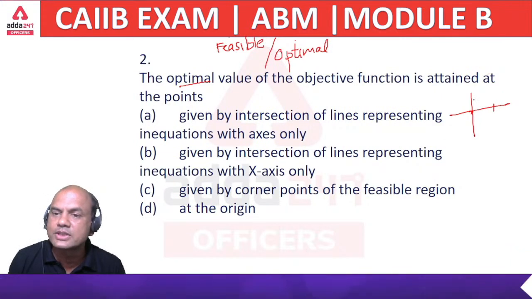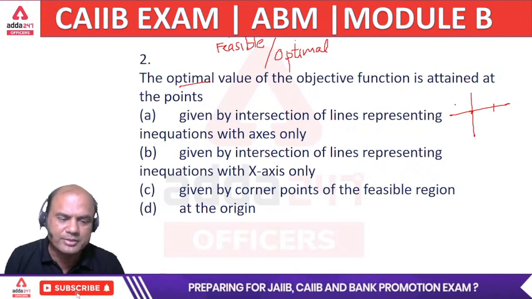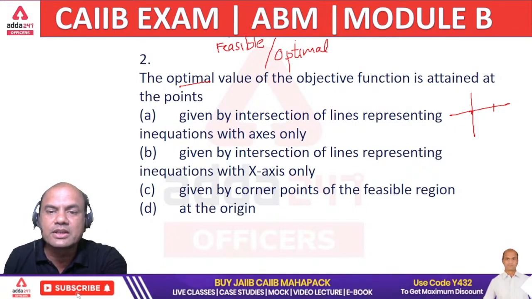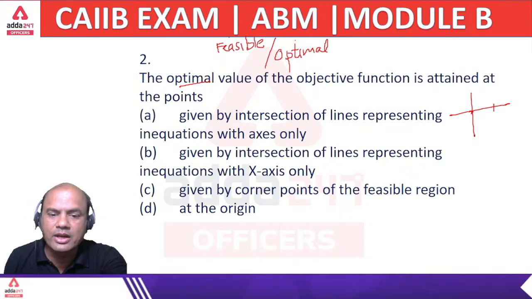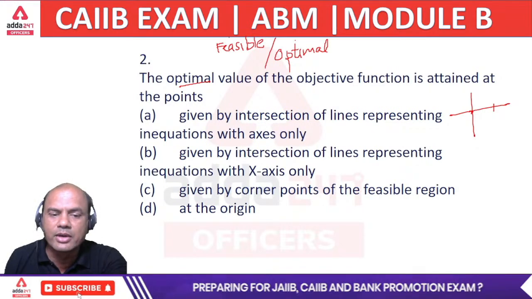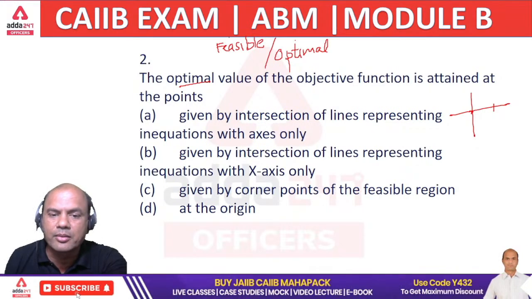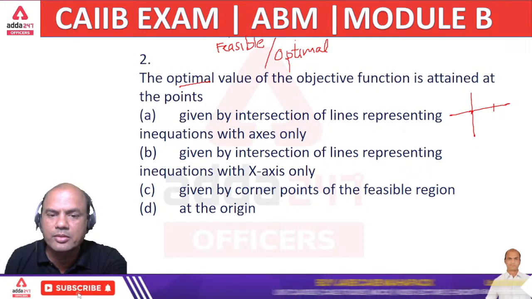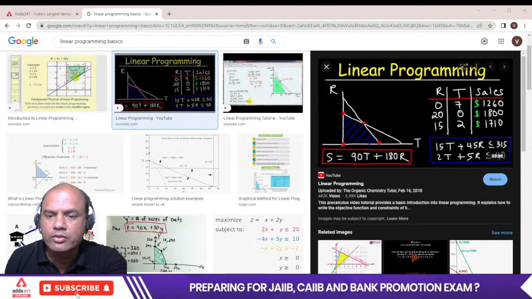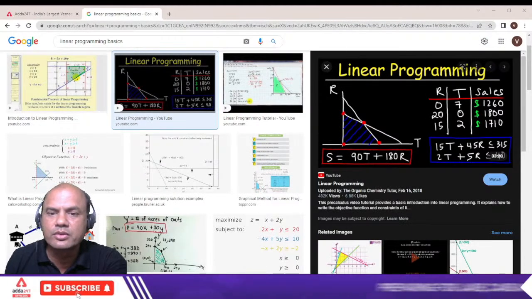So what is the feasible region first? I'll explain that also. Important is you must understand what you are doing. Otherwise you will just go on moving here and there and learn by mugging up. I don't want you to mug up, and CIB is not about mugging up. So I'll show you what is meant by the feasible solution.